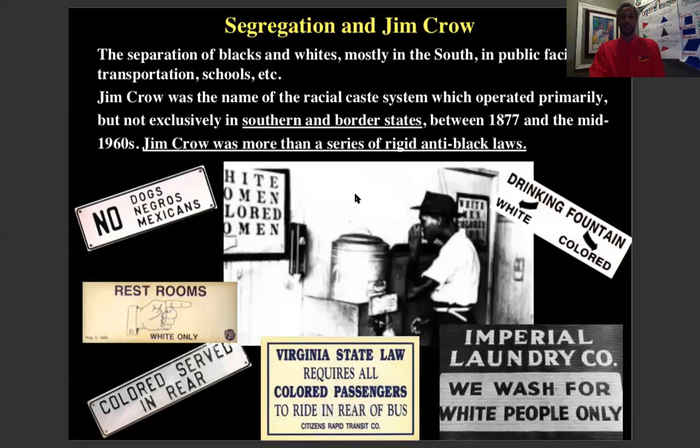Jim Crow and segregation. The separation of blacks and whites, border states and southern states mostly, but it happened in all states, and took place in public transportation, in schools, in businesses, and was not only a series of laws, but also involved violence, job discrimination, and justice discrimination.